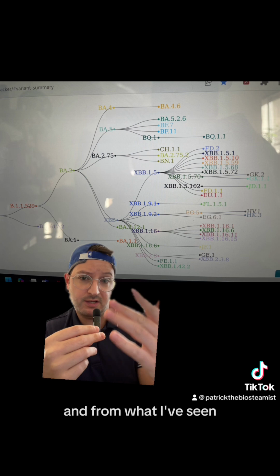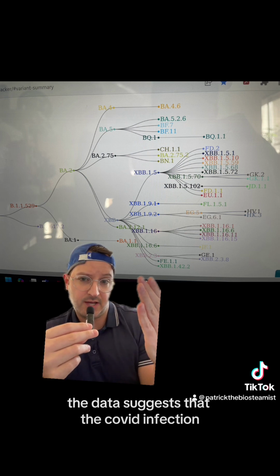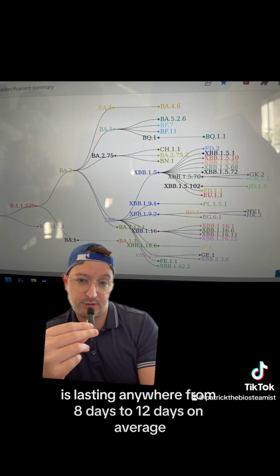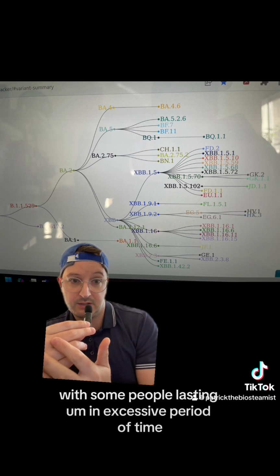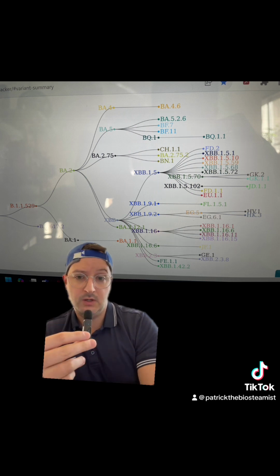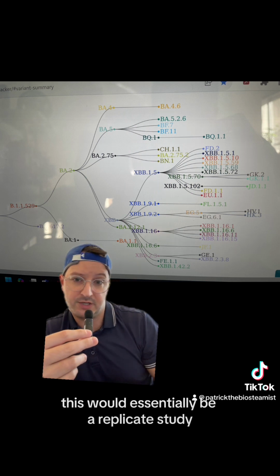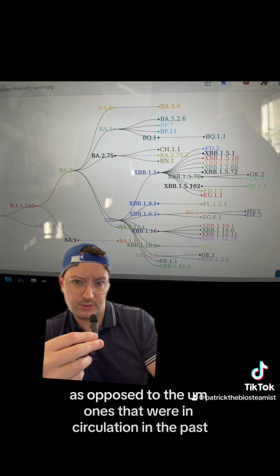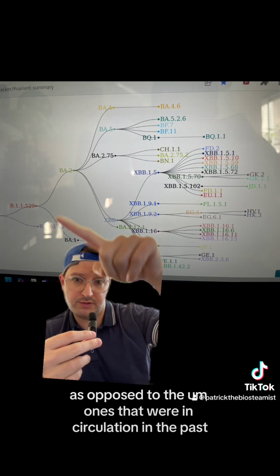And from what I've seen, the data suggests that the COVID infection is lasting anywhere from 8 days to 12 days on average, with some people lasting an excessive period of time, like 40 plus days. So, using the previous works, this would essentially be a replicate study, but testing against current variants as opposed to the ones that were in circulation in the past.